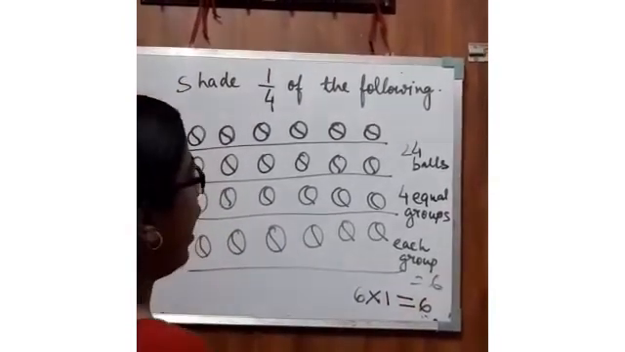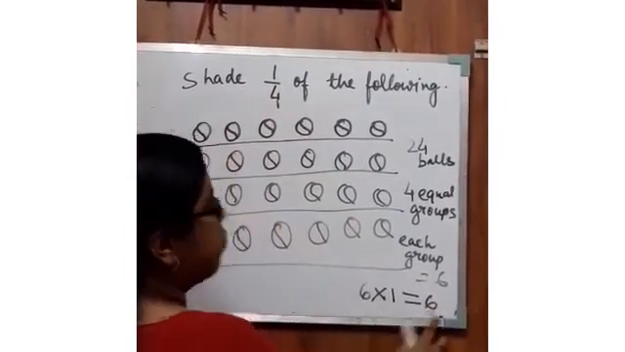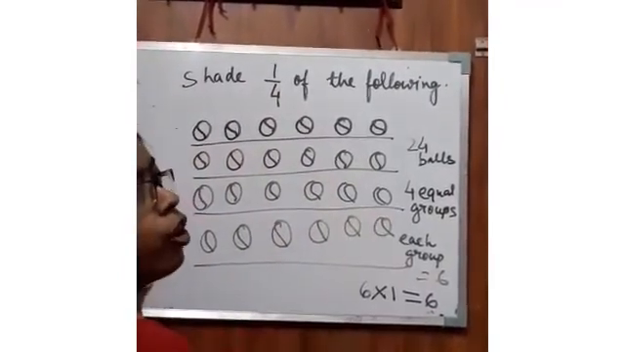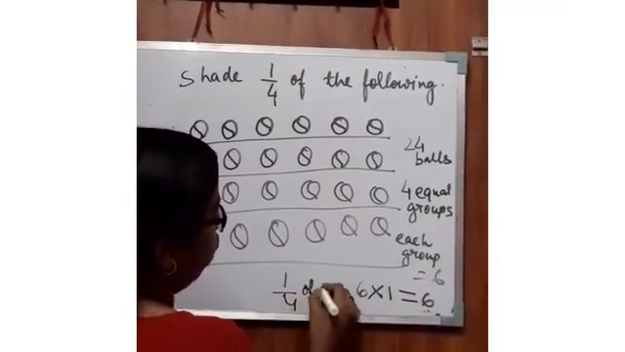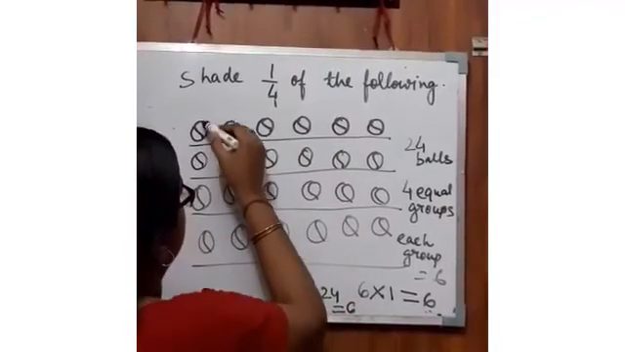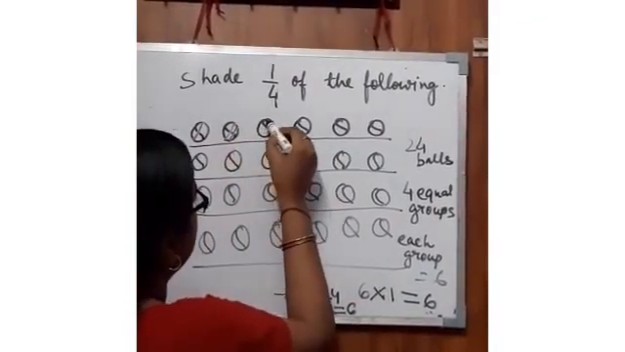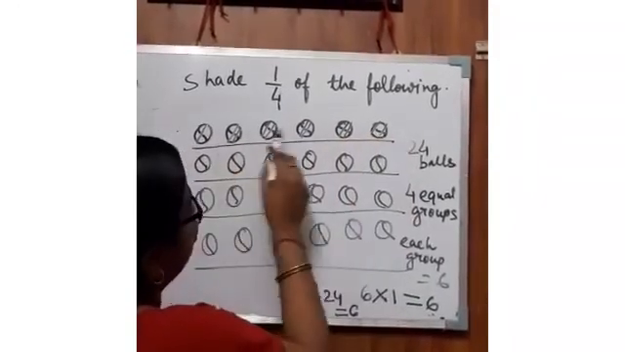That means we have to shade 1/4 of the following, 6 balls out of 24 balls. 1/4 of 24 is equal to 6. So shade 6 balls. 1, 2, 3, 4, 5.